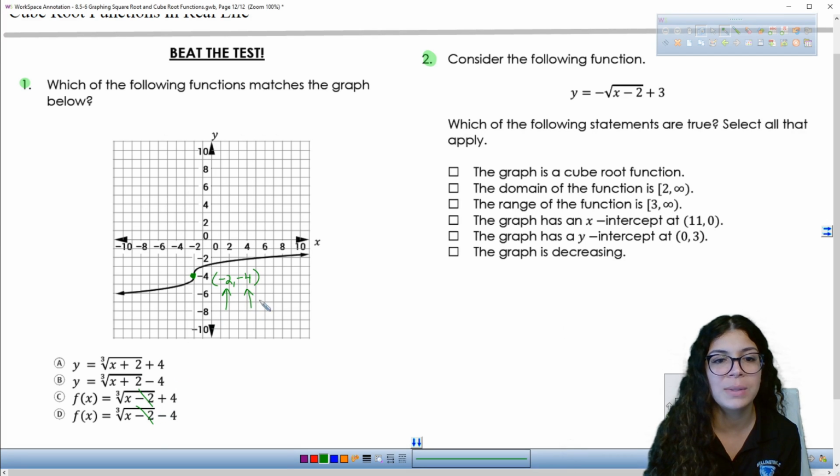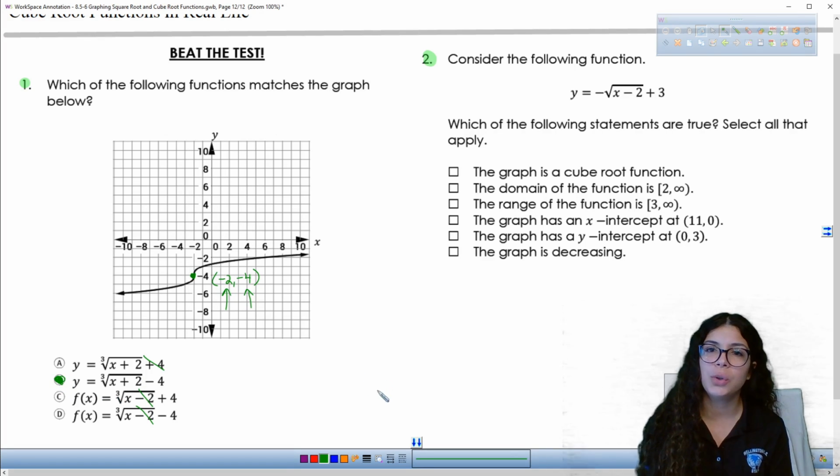And then the y value is exactly as I see it, so this is -4, so +4 would be incorrect. So it's B. That one was easy. All right, let's move on to number 2.